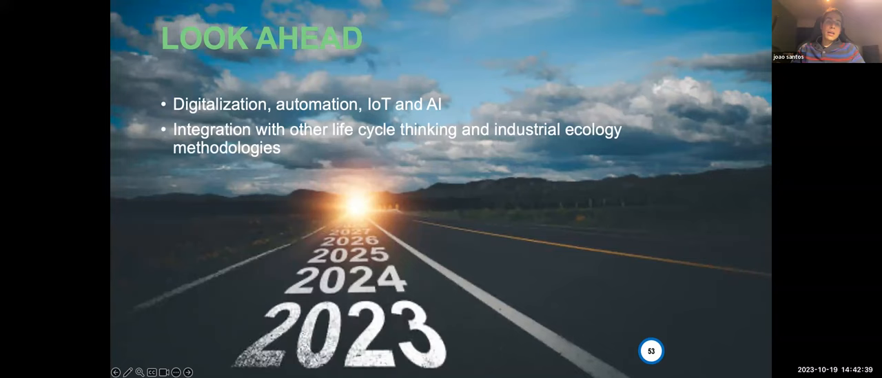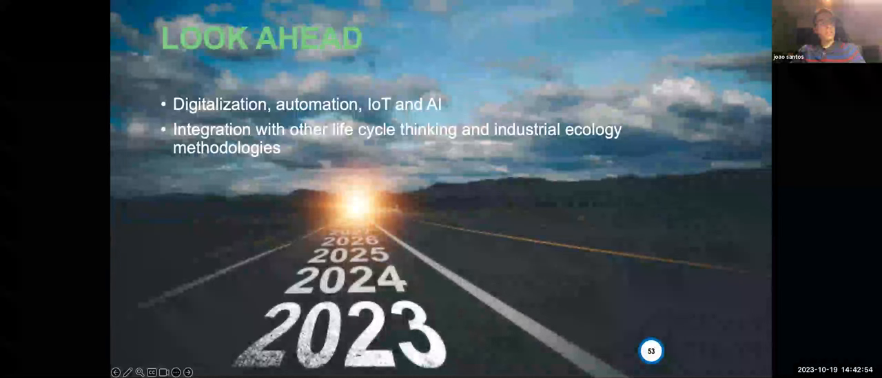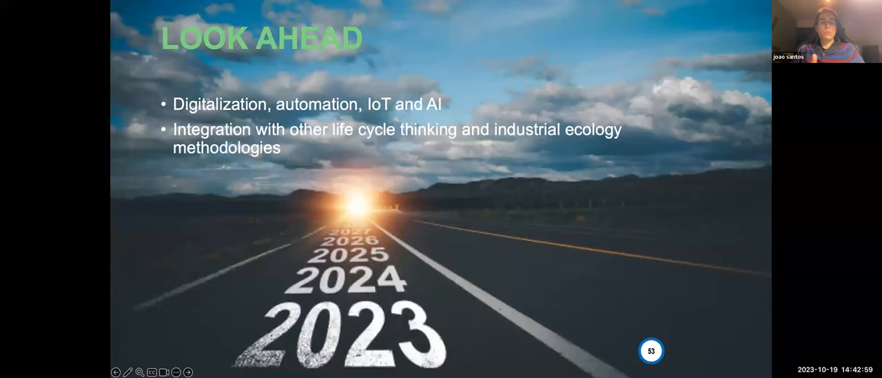I think the future will also involve integration with other life cycle thinking and industrial ecology methodologies such as material flow analysis, in addition to the actual integration with social life cycle assessment and life cycle costs, the most common life cycle thinking methodology in our domain.